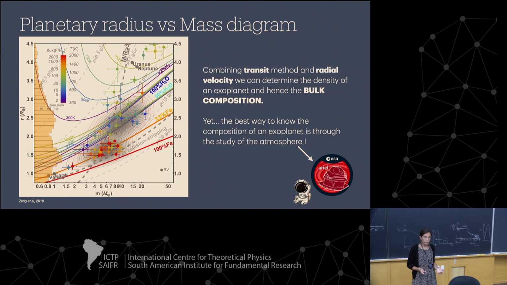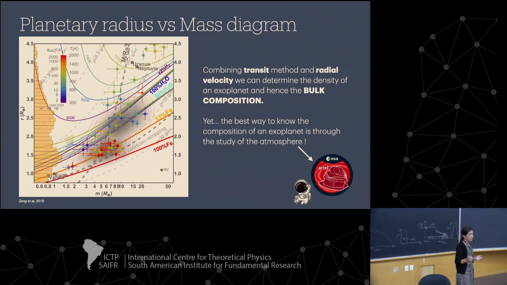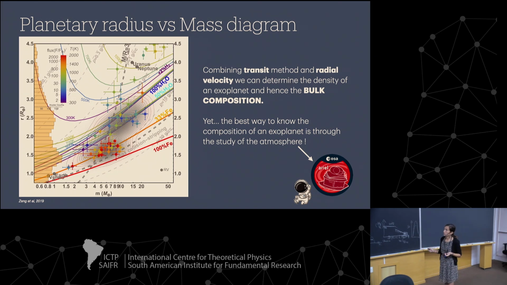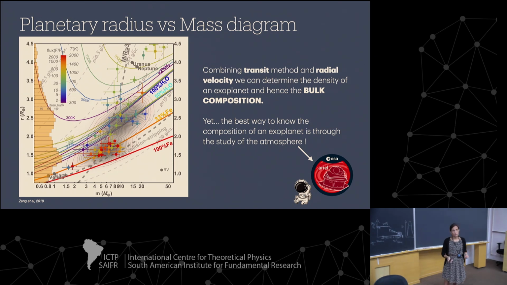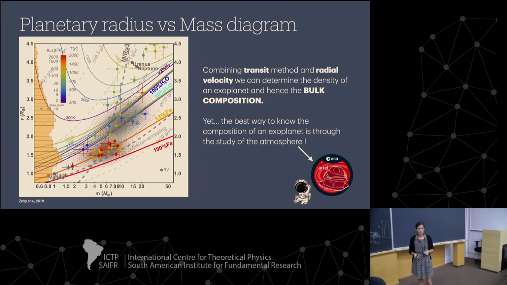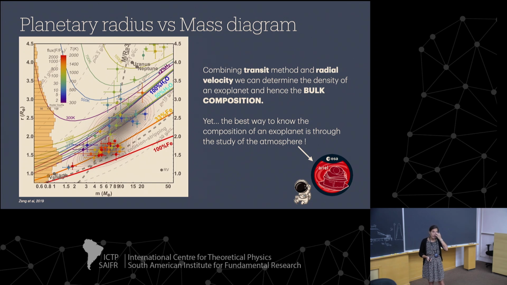Obviously, to know the composition of an exoplanet, to really know how it is made, you cannot use just this, because you have error bars. So what you really need to do is the characterization of the atmosphere of these exoplanets, and you do that by doing basically a transit as a function of wavelength for a large wavelength band. So you extract the planetary spectrum, okay? And this is what the Ariel mission will do.